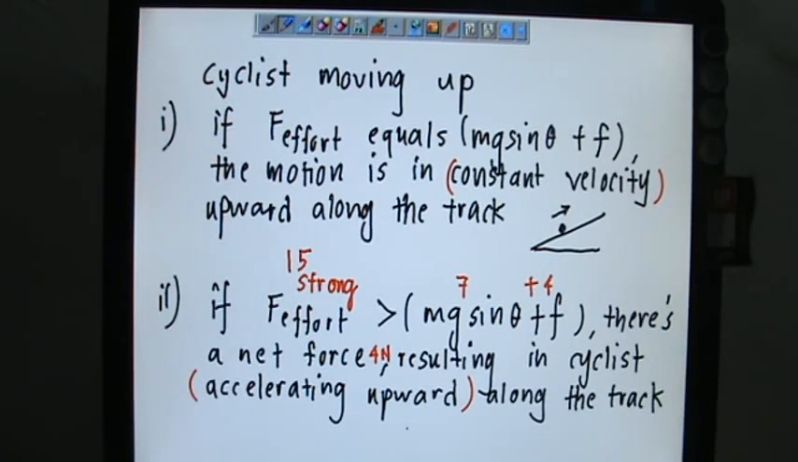Okay, so the conclusion is going up is always harder than coming down. Okay, coming down, if you don't have personal effort, then mg sine theta more than friction, then you can go down quite fast. But if you also cycle down, the effect is really fast. You will go down really fast.